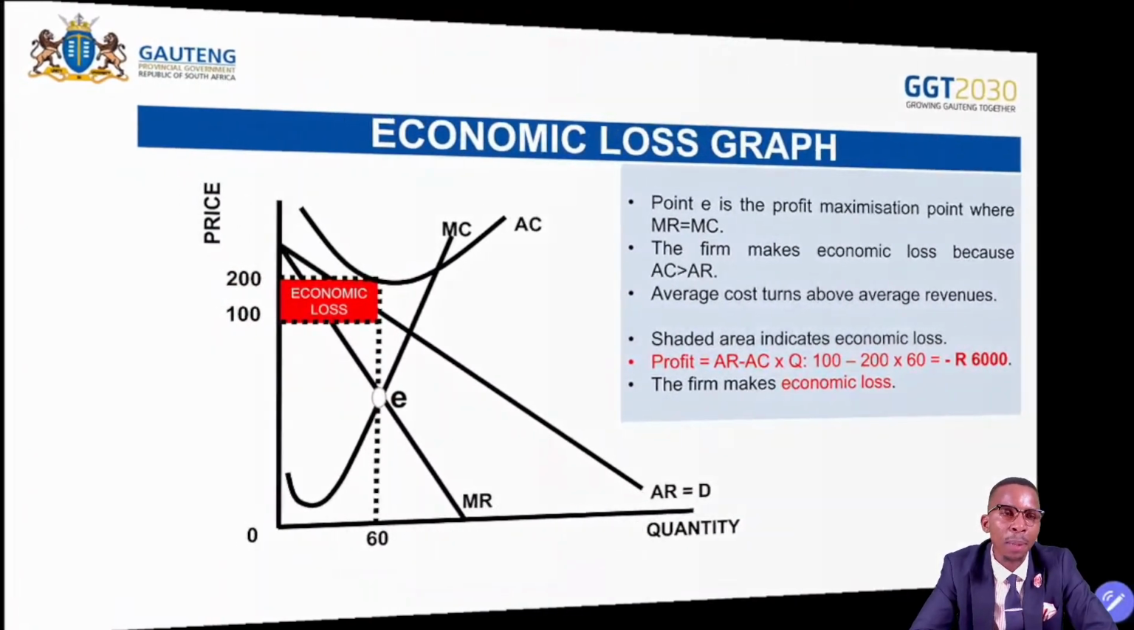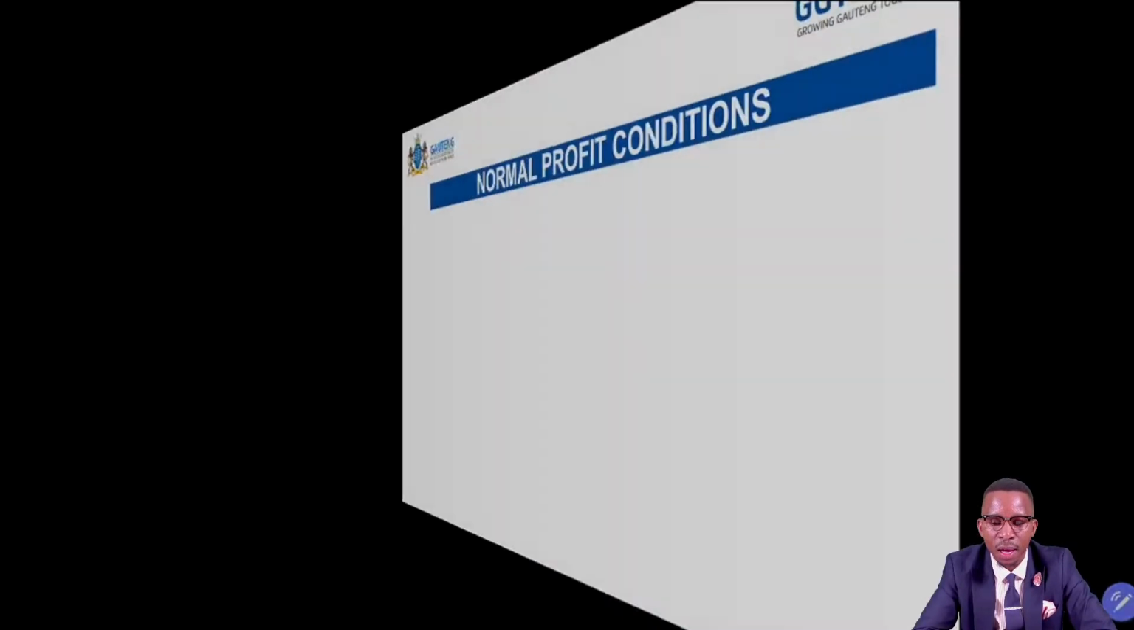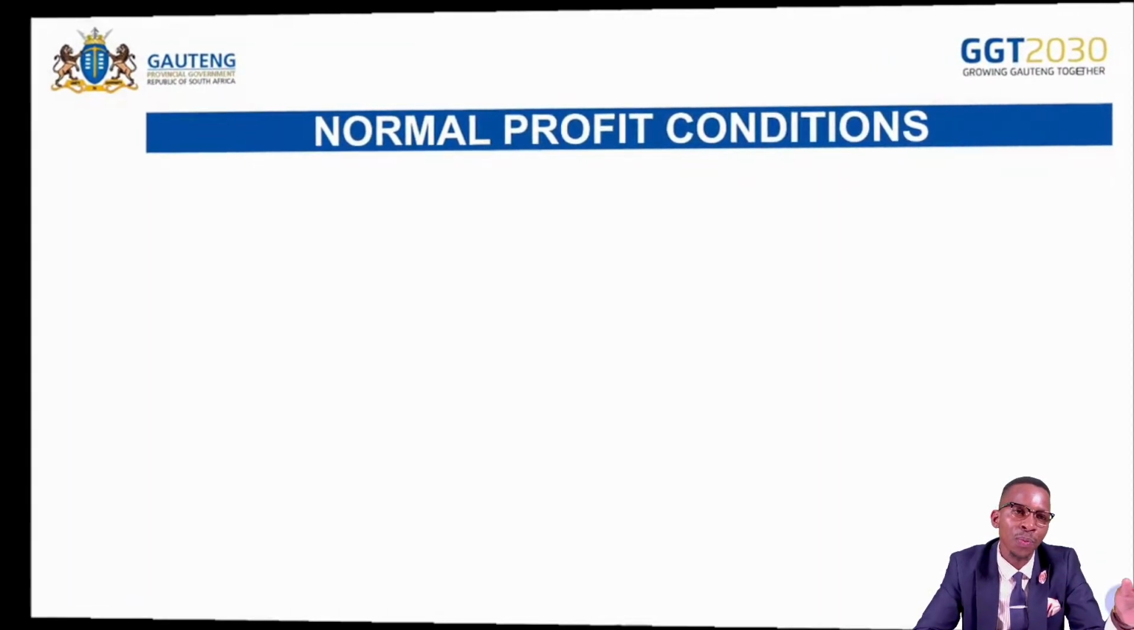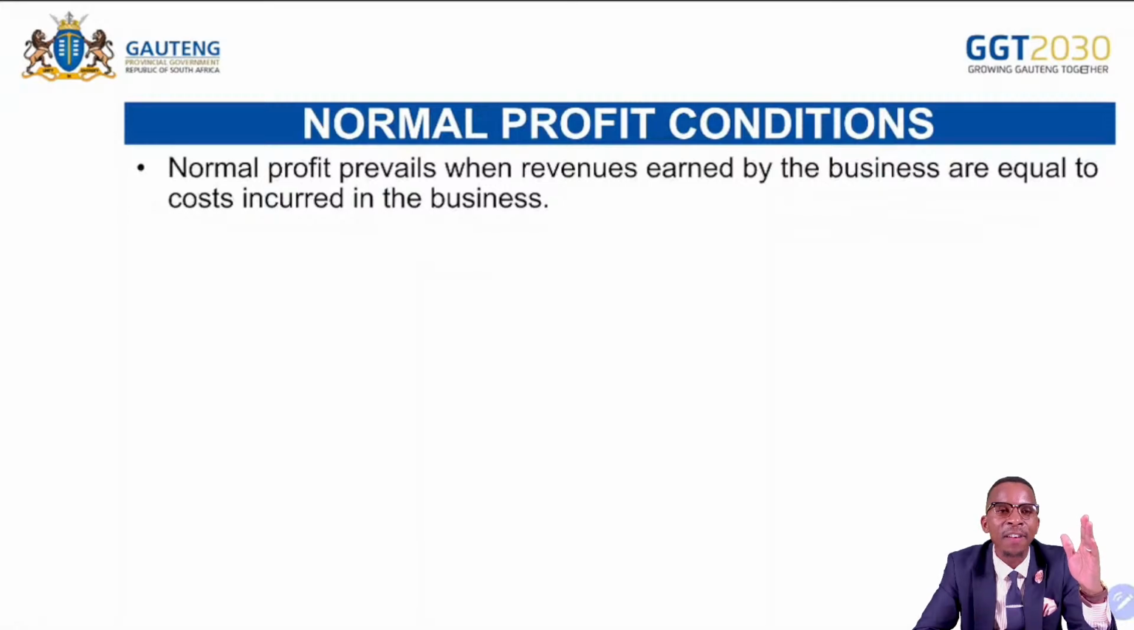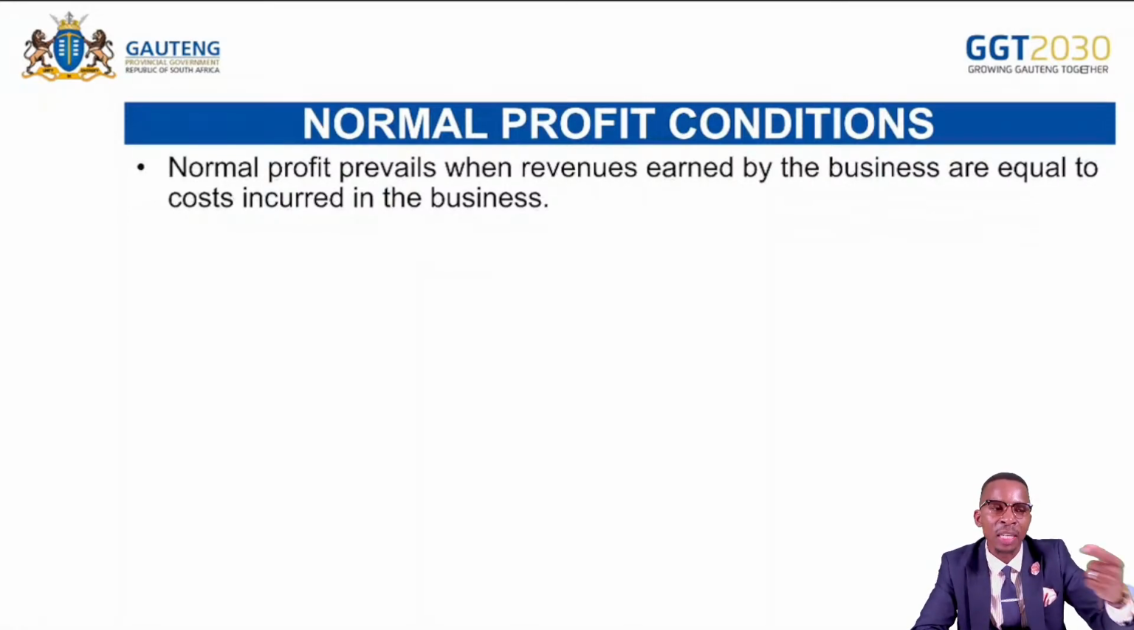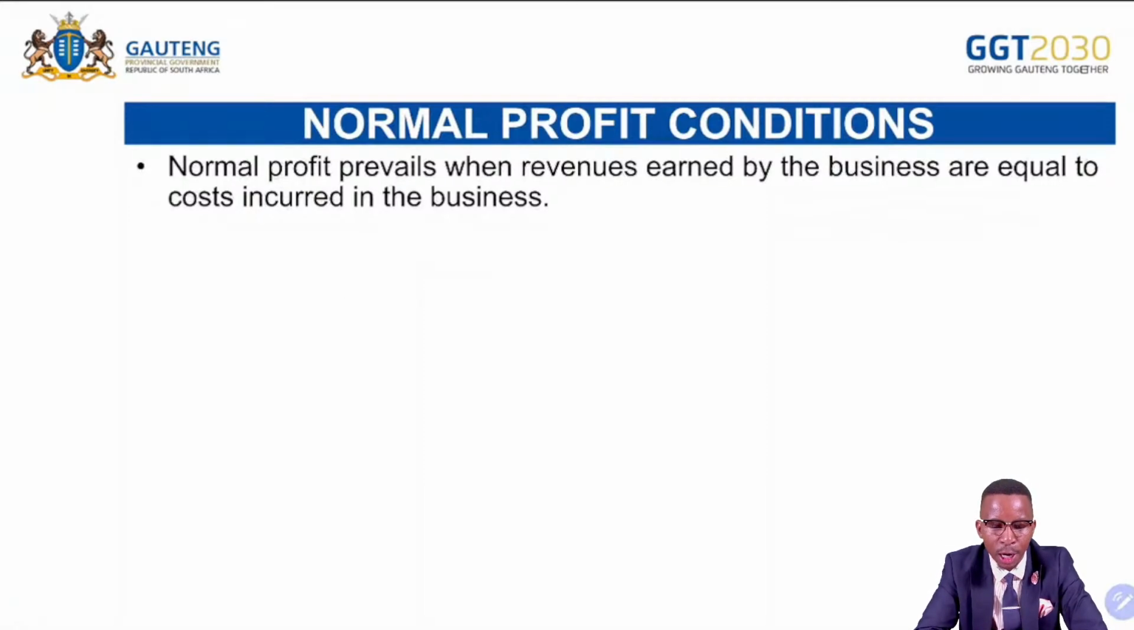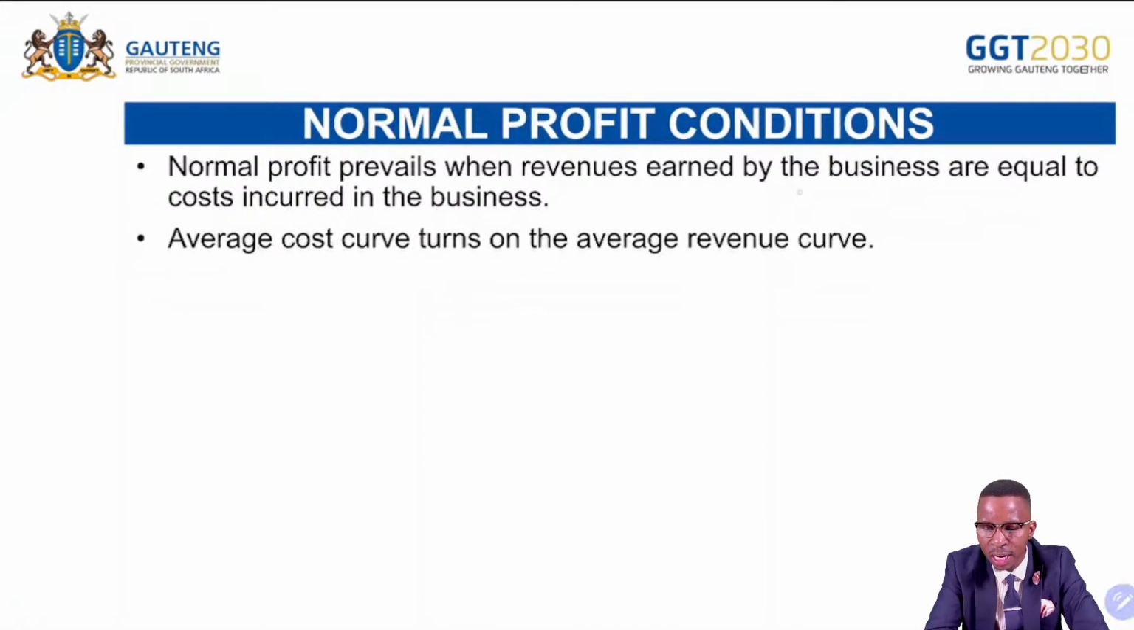And then we go to the normal profit or break even. Remember, normal profit occurs when revenues earned by the business are equal to the cost incurred by the business. That simply tells you that average revenues must equal average cost, or total revenues must equal total cost. We call this the minimum earning that prevents the firm from leaving the market. So the firm in this case is making neither a profit nor a loss. If the firm has spent 5,000 to produce, it receives 5,000 after sales. That is regarded as a normal profit.